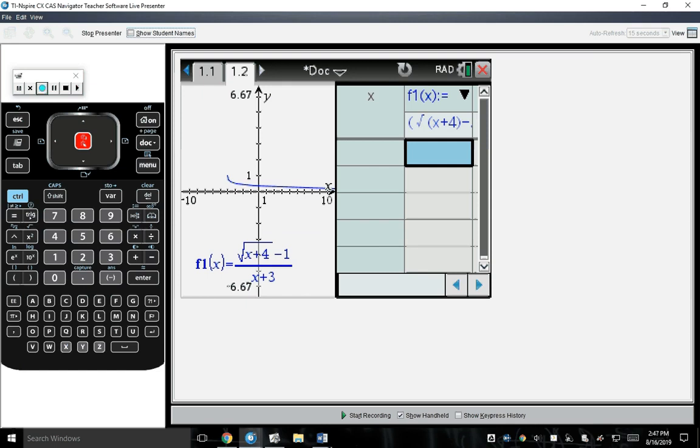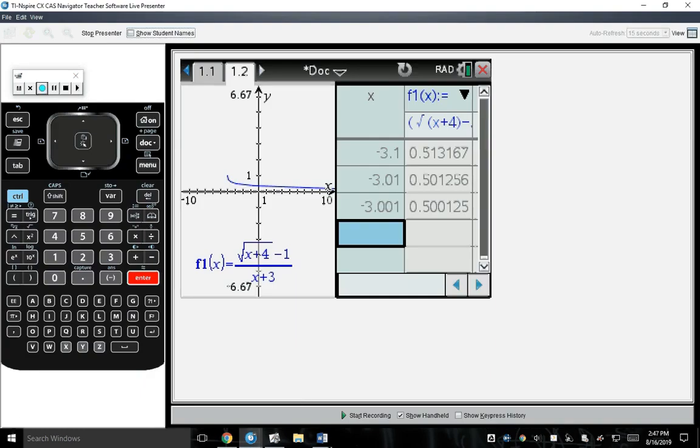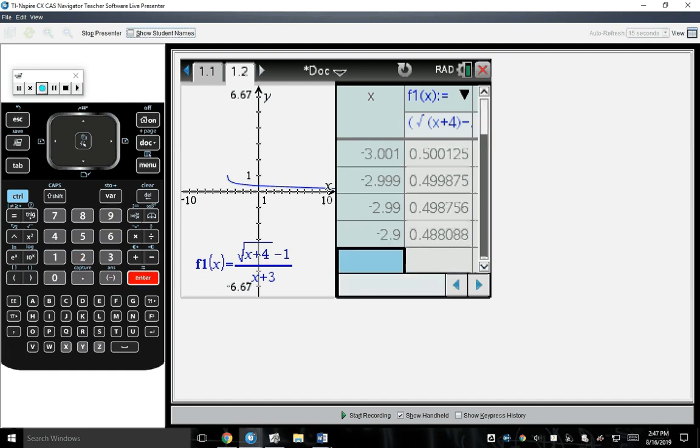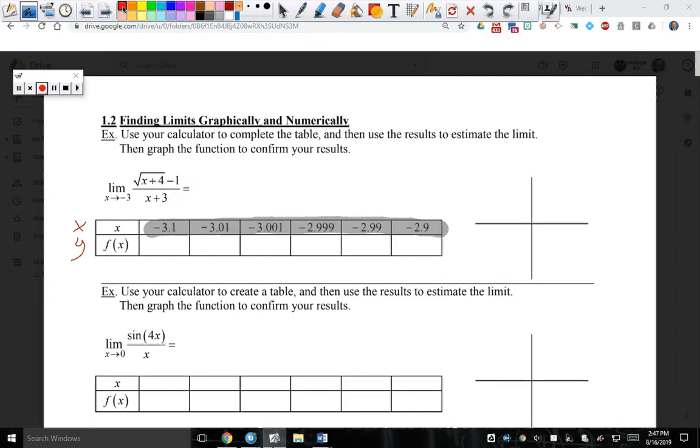And from the problem that we had, those values are going to be negative 3.1, enter, negative 3.01, enter, negative 3.001, enter. And then let's do the other three. Remember, these are those values that we got from over here, okay? So we have negative 2.999, negative 2.99, and then negative 2.9. Okay? So guys, in your calculator, now we're going to transfer over to our notes those values that we got.